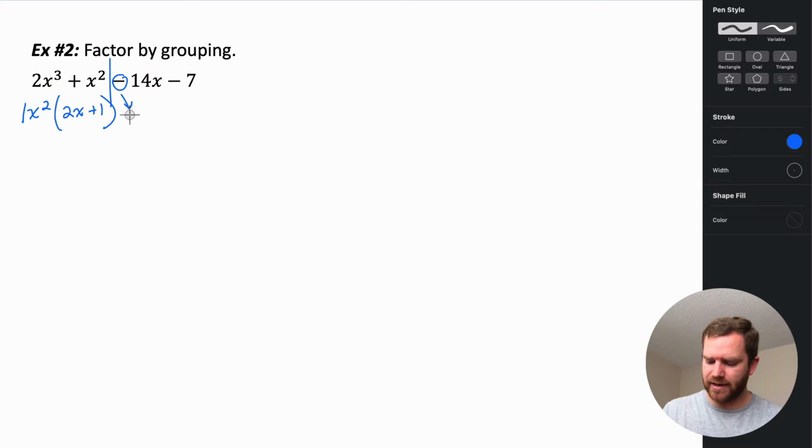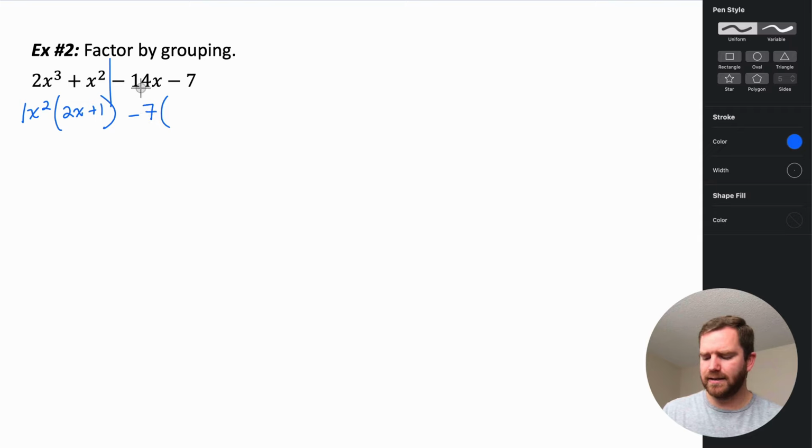Again, pay attention to your sign. It's negative, so we're going to pull a negative out here. And then ask yourself, what do these two have in common? So both 14x and 7 are divisible by 7, so we can pull out a 7. And they don't both have an x, so we can't actually take out an x. So negative 7 is going to be our common factor.